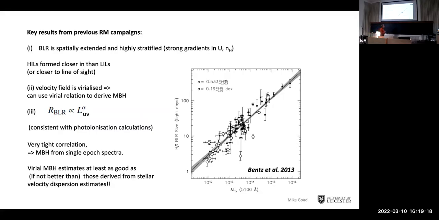And it's a tight correlation. It's probably every bit as good as those you get from stellar velocity estimates, although we can argue about that if you wish.